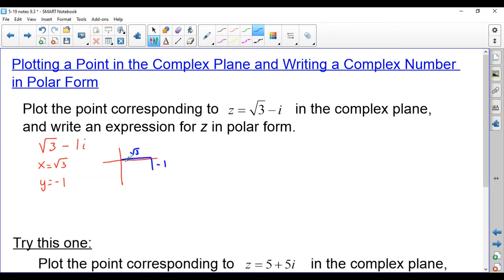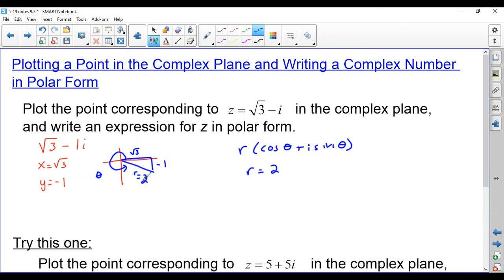In order to put this in polar form, I need to get it into the form r cosine theta plus i sine theta. I need to find the radius, which is this hypotenuse, and then I need to find the angle theta, which goes around this way. This triangle is our normal 30, 60, 90 with a shorter leg of 1. So shorter leg times square root of 3 gives me longer leg. Shorter leg times 2 gives me the hypotenuse. My r is 2.